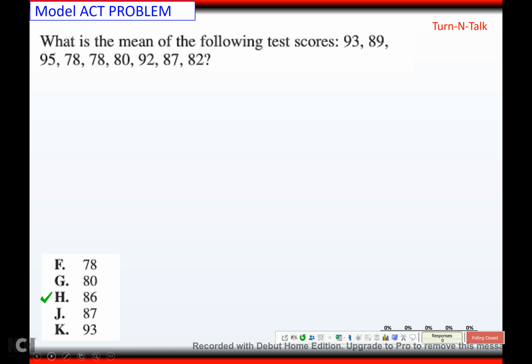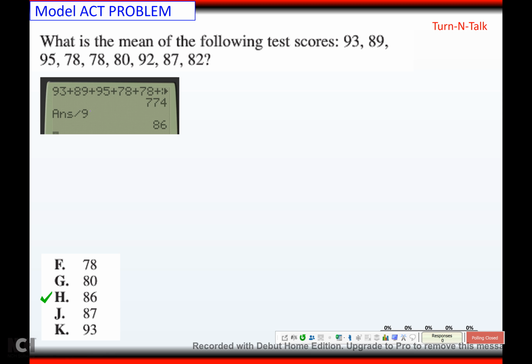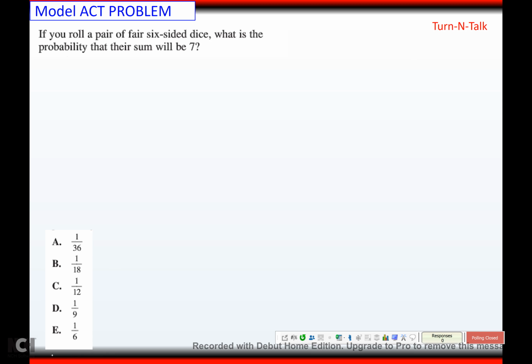And hopefully you got 86. It says, what is the mean of the following test scores? Mean is average, so you add them all up and divide by how many there are. It's 86. Try this one, hit pause, come back when you're ready.